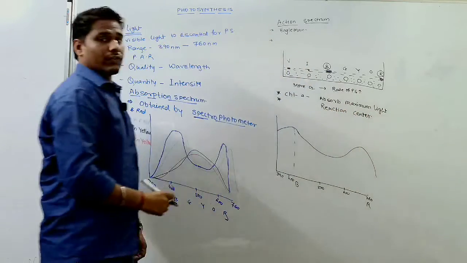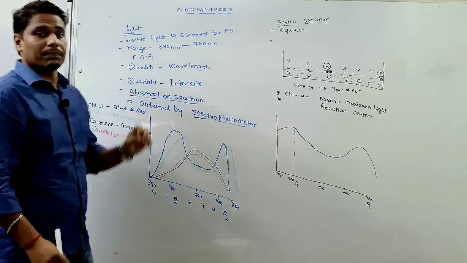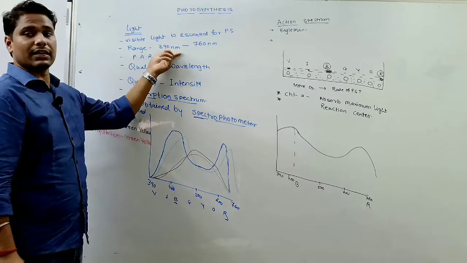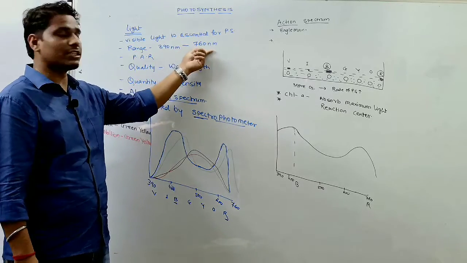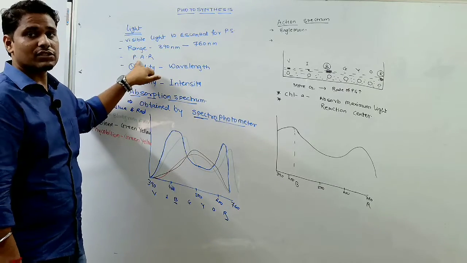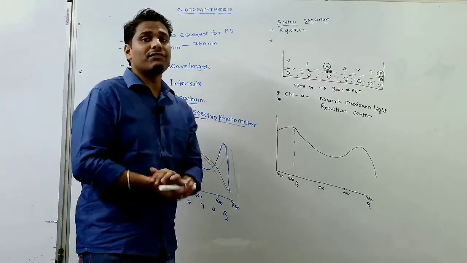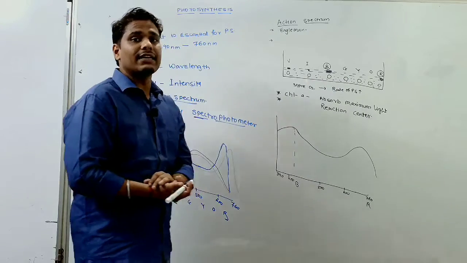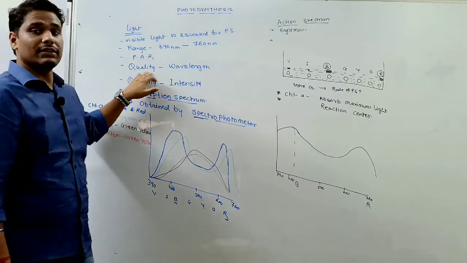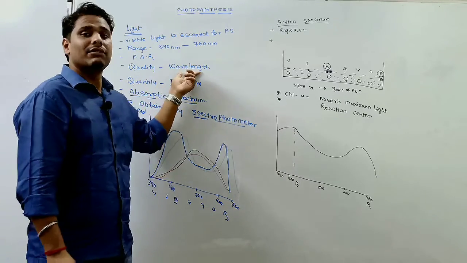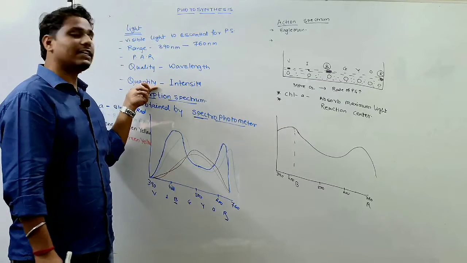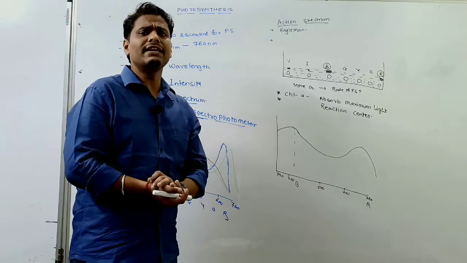So quickly, what is light? Light is essential for photosynthesis, and the range of visible light is 390 to 760 nanometer, and this range of light is called PAR, photosynthetically active radiation. Two main factors of light affect the rate of photosynthesis: quality and quantity. Quality means wavelength, and intensity means quantity of light, how much light is needed.